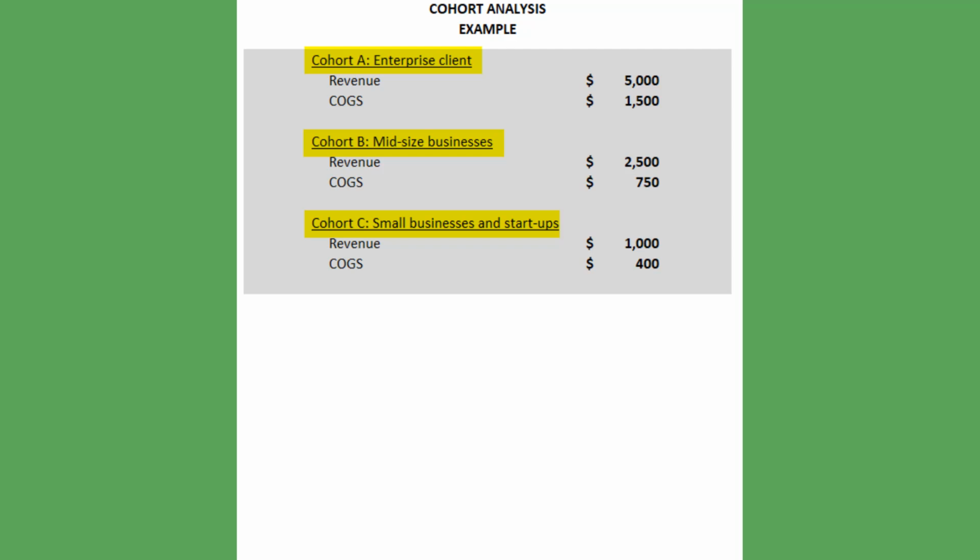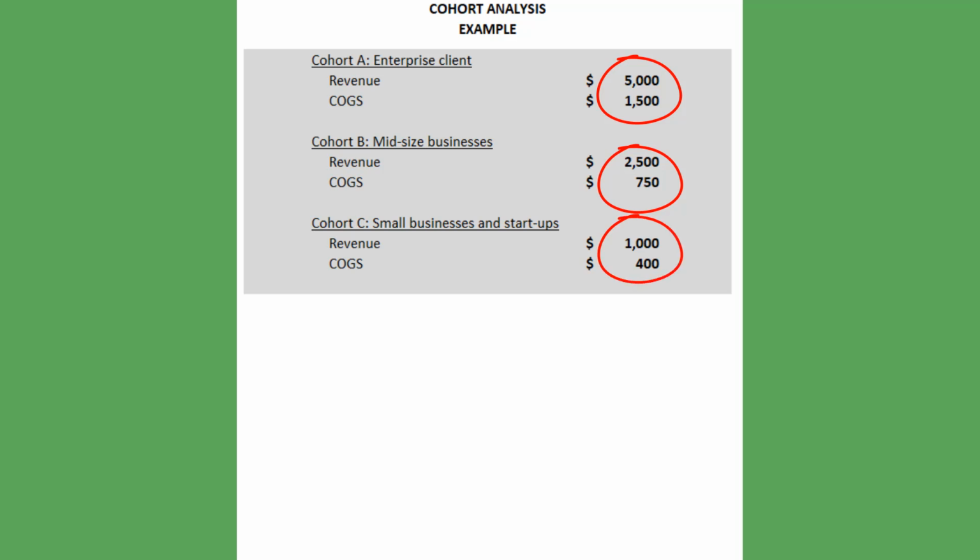Now, let's assume for the fiscal year 2024, XYZ has the following revenue and cost of goods sold data for each of their cohorts. Cohort A has revenue of $5,000, cost of goods sold of $1,500. Cohort B, revenue of $2,500 and cost of goods sold of $750. And cohort C, $1,000 in revenue and cost of goods sold of $400.